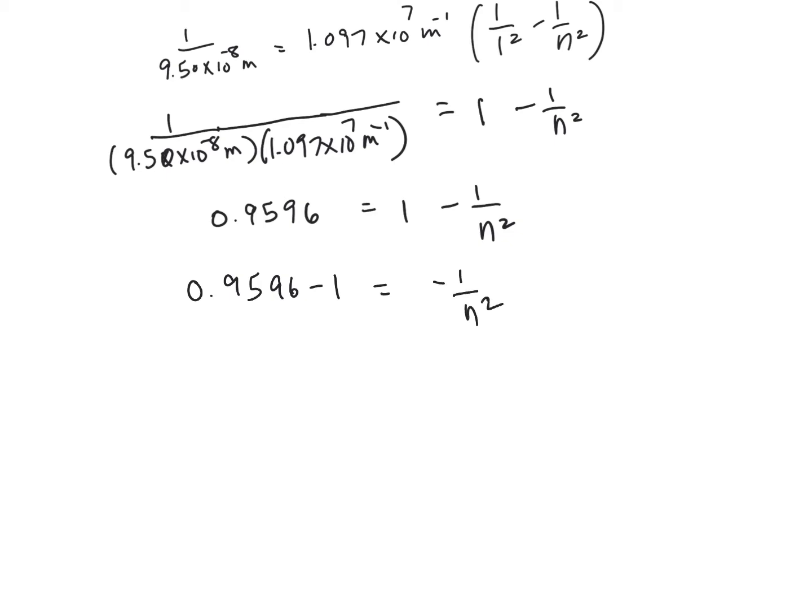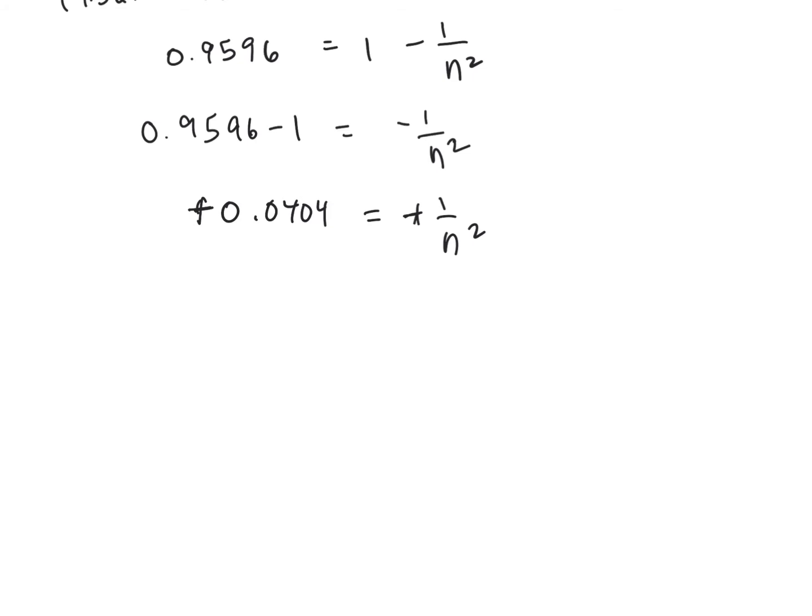On the left-hand side, you subtract 1 minus 0.9596. So this is negative 0.0404, and then you have negative 1 over n squared. The next step is to get rid of these negative signs. They're both negative, so they cancel. And then you have 0.0404 is equal to 1 over n squared.